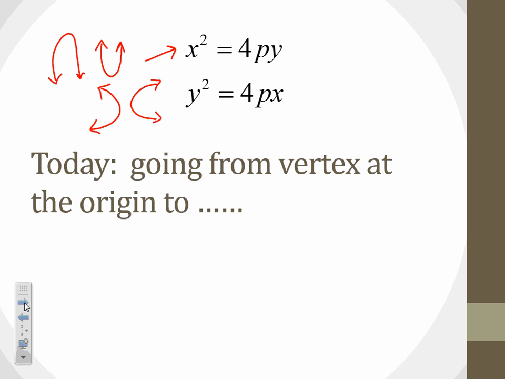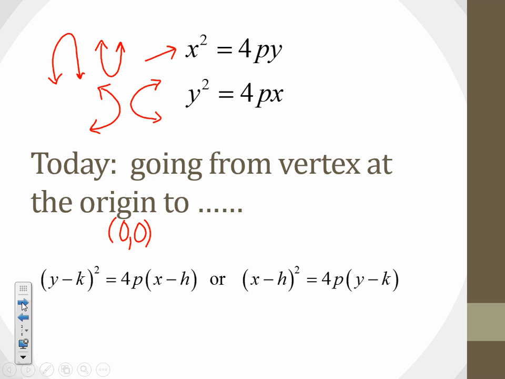So today we're going to take that vertex that's been at the origin, so 0, 0 was our normal location, and now we're going to shift that vertex spot over, up, down, wherever it needs to be. So your general forms are going to change a little bit. Notice we have (y minus k) squared equals 4p (x minus h).